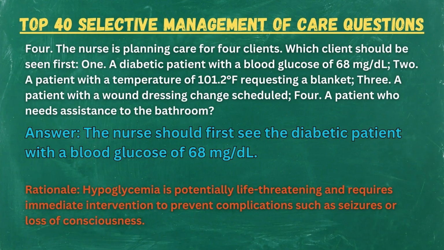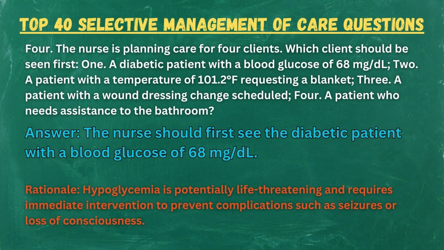4. The nurse is planning care for 4 clients. Which client should be seen first? 1. A diabetic patient with a blood glucose of 68 milligrams per deciliter. 2. A patient with a temperature of 101.2 degrees Fahrenheit requesting a blanket. 3. A patient with a wound dressing change scheduled. 4. A patient who needs assistance to the bathroom?